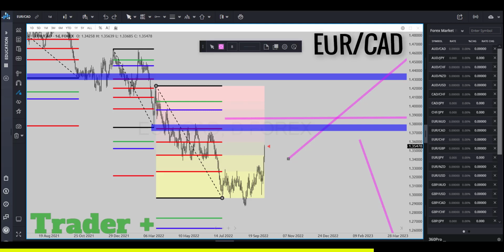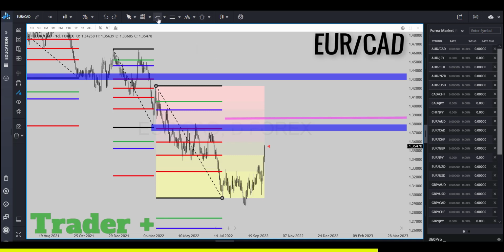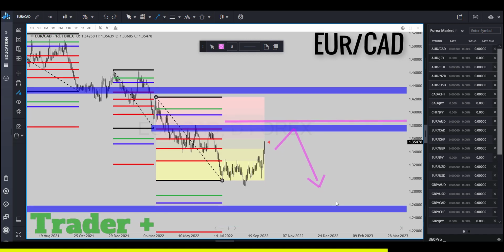Let me just delete this. Right. So my game plan would be this. I want the market to come up to this area here. If we reject at this area here, I want to sell, and we could have a nice sell down till this area here, which is about the 1.2600 area.